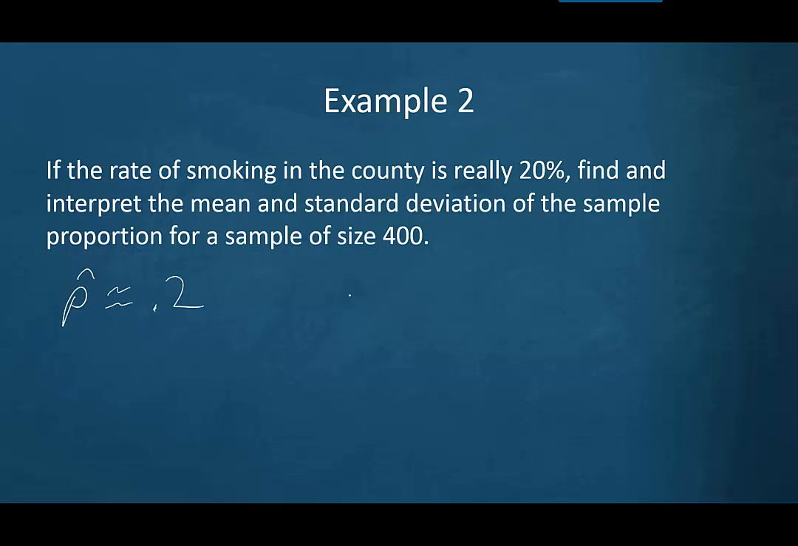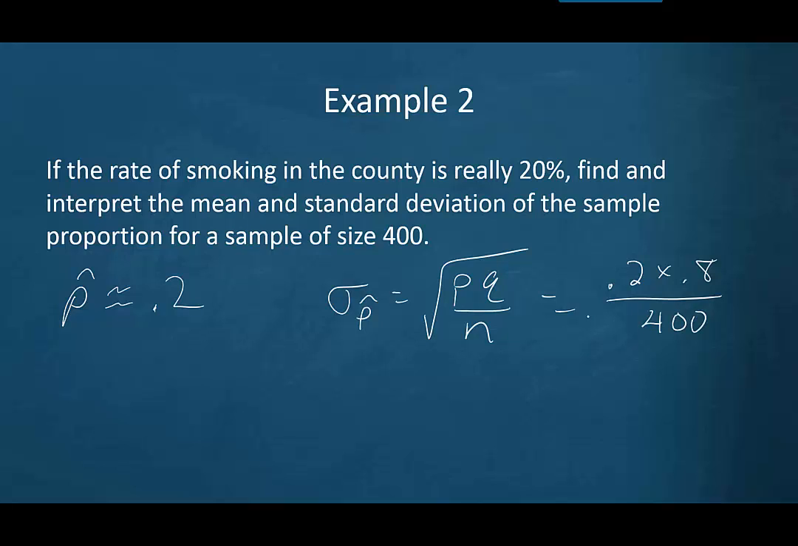The standard deviation, again, is the square root of p q over n. So p is 0.2 times q, which is 1 minus p, at 0.8, all divided by a sample size of 400, and I'm taking the square root of all that. And when I put all that in the calculator, I'm going to get 0.02. So that is my sigma of p hat.